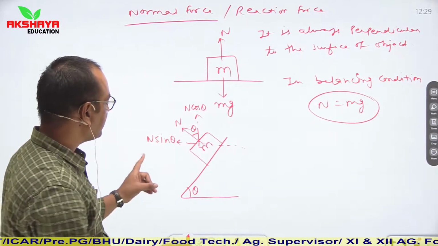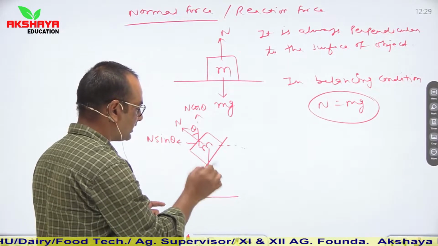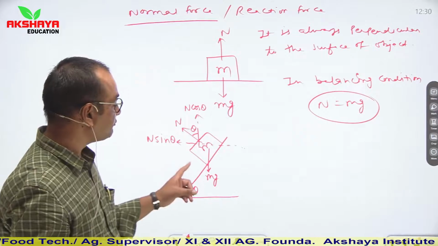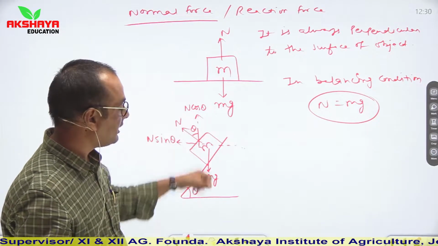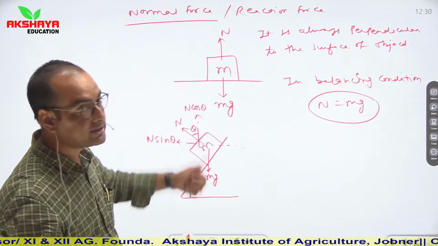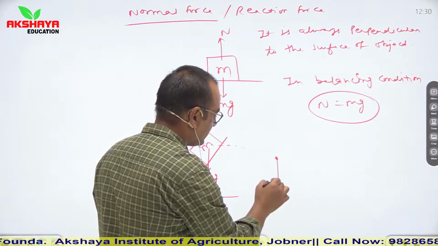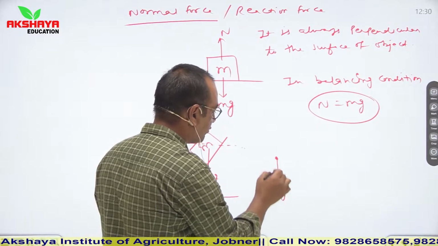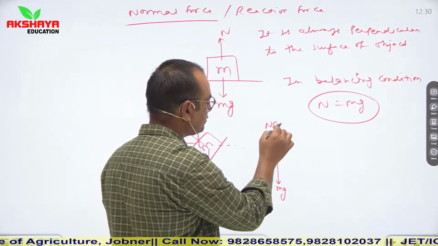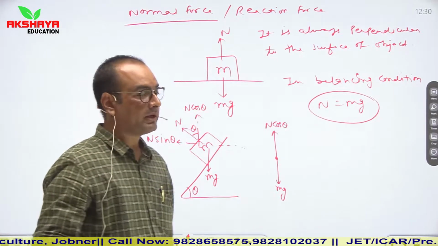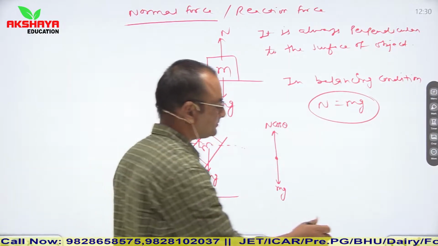So it should be very clear. If we talk about its weight, it is always towards the center of the earth. So in this condition, this weight is not balanced by N, it is balanced by N cos theta. Mg downwards and vertically upwards is N cos theta. This is your object, its weight vertically downwards, and the component of normal reaction force N cos theta vertically upwards. In this way you can find the normal force of any object.